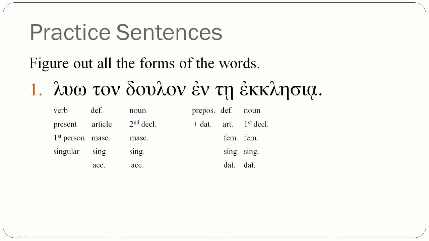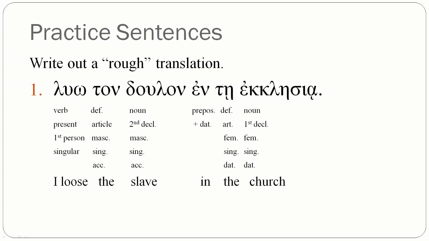All right, now with all of this information, we can write out a rough sort of translation. Okay, first thing, look at the verb. Okay, that is a first person singular verb, and so we're going to get our subject out of that verb. Okay, the first person singular of luo simply means I loose. You can get the I because it's first person singular. There is no nominative in this sentence, therefore you need to get your subject from the verb. Okay, so first person singular I, luo means loose.